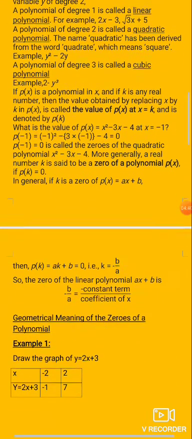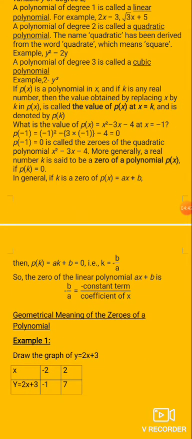Now next, the geometrical meaning of the zeros of a polynomial. So listen carefully. In this first exercise, some graphs are given in your textbook, but the graph is not important for you. Just in your examination the graph is given and you need to read the number of zeros from the graph, that only.